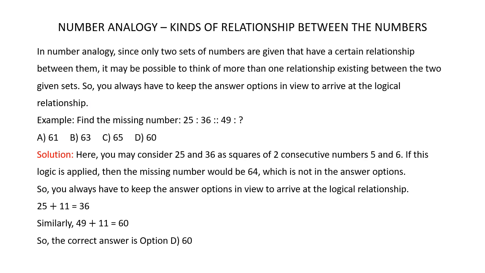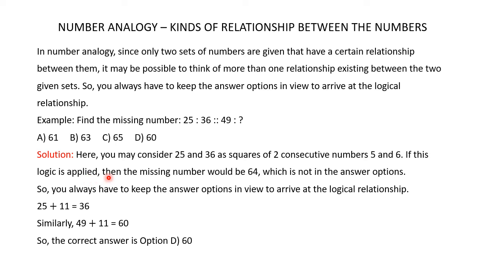For example, find the missing number. If 25 is to 36, then 49 is to what? Here you are given four answer options and you have to find out which of these answer options is the correct one. Now when you look at the first two terms 25 and 36, you may consider 25 and 36 as squares of two consecutive numbers 5 and 6. 5 squared is 25 and 6 squared is 36. If this logic is applied, then the third term is 7 squared, which is 49.